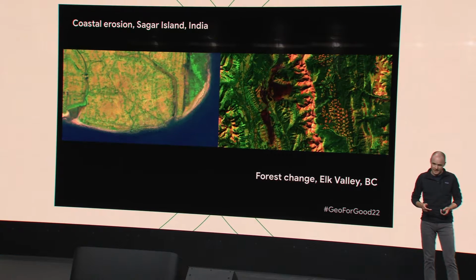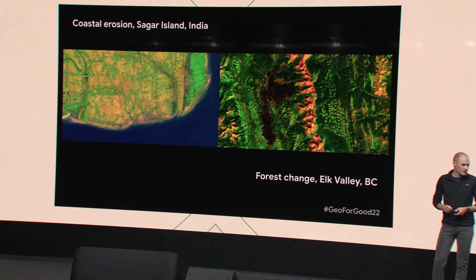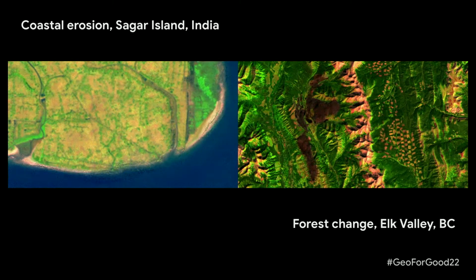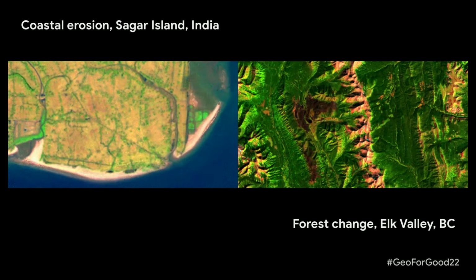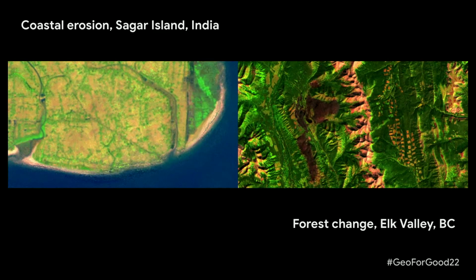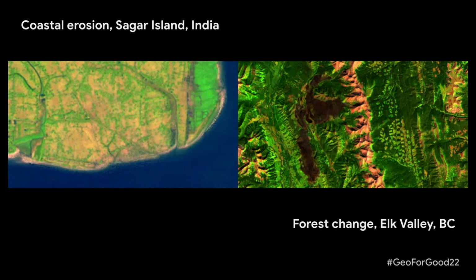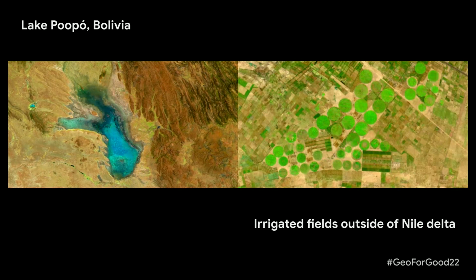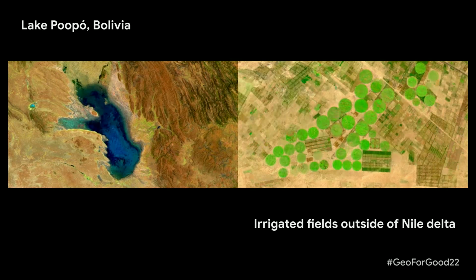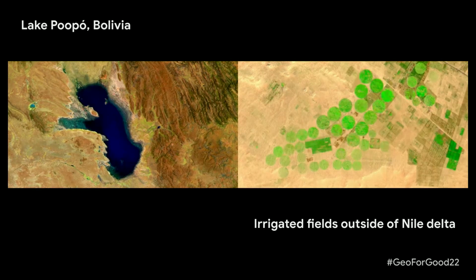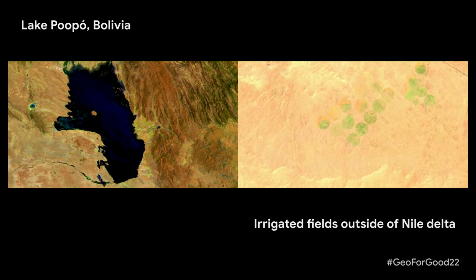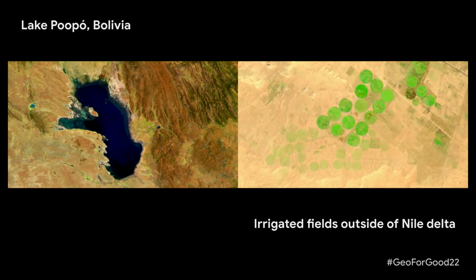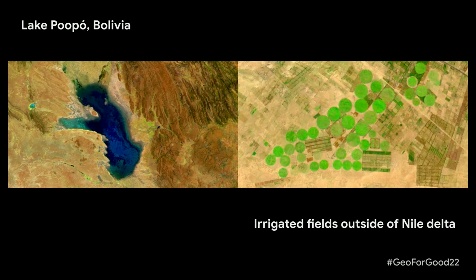And we've got lots of other changes. Coastal dynamics: we have coastal erosion on Cigar Island in India on the left, and forest change in British Columbia on the right, where we have forest harvests. You can also see surface coal mining. We have Lake Poopó in Bolivia, and you can see that it's shrinking. And opposite that, we can see irrigated fields outside of the Nile Delta. These are Landsat time series as well, also about 38 years.